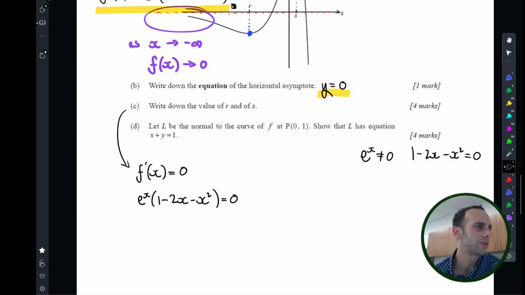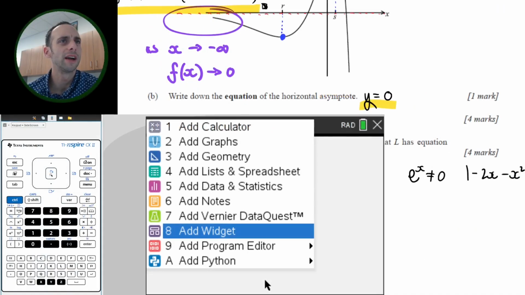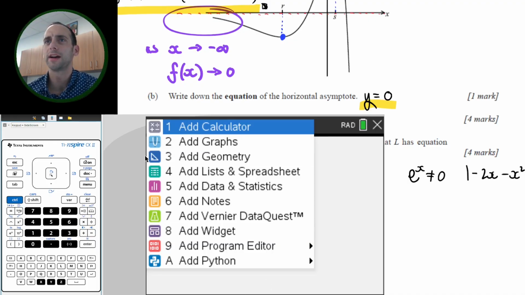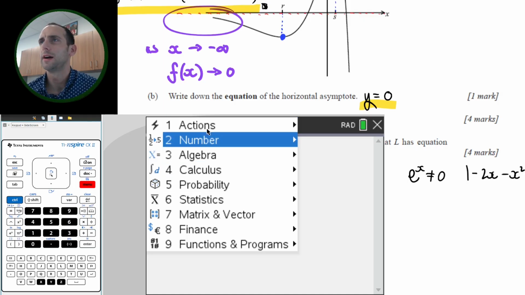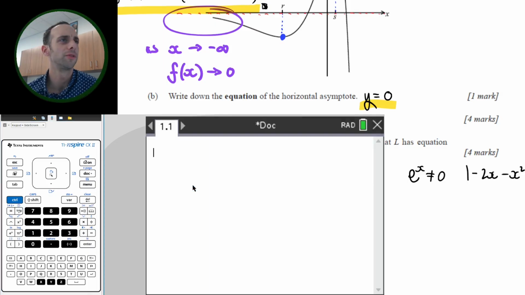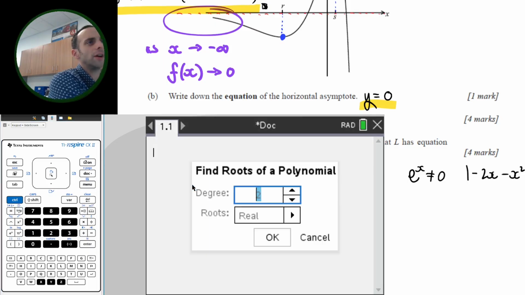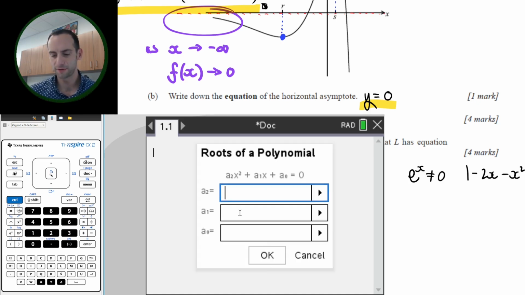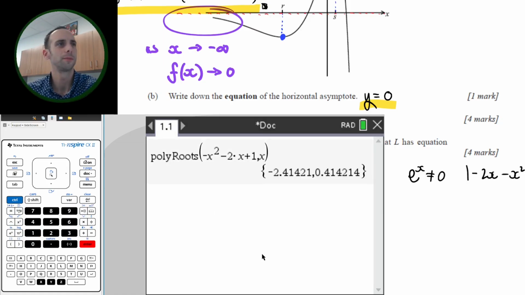So at this point, we'll switch over to the calculator, and using our TI Inspire, we can have the polynomial tools find the roots of this polynomial for us. Okay? So it's degree 2. We want real solutions. We're just going to fill in our coefficients. Our coefficients are -1, -2, and 1. If you put that quadratic in the standard form, you can give this to polyroots, and it will spit out these two values for you.